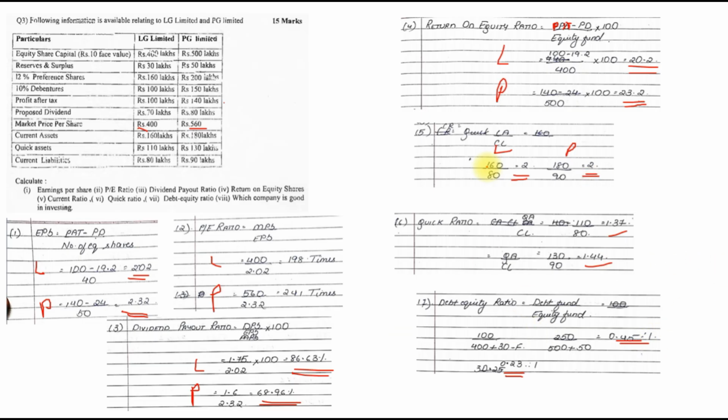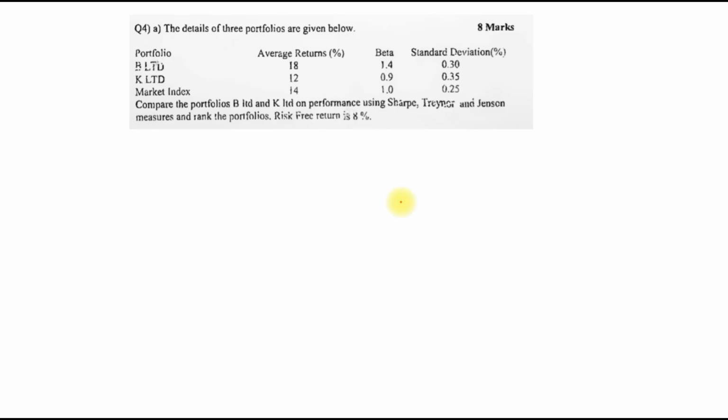This was question number 3. The next one was question number 4a. The details are given of three portfolios. They are giving you the average return, beta, standard deviation. Compare the portfolios using Sharpe, Treynor and Jensen's measure and rank the portfolios. The risk-free return is 8%.